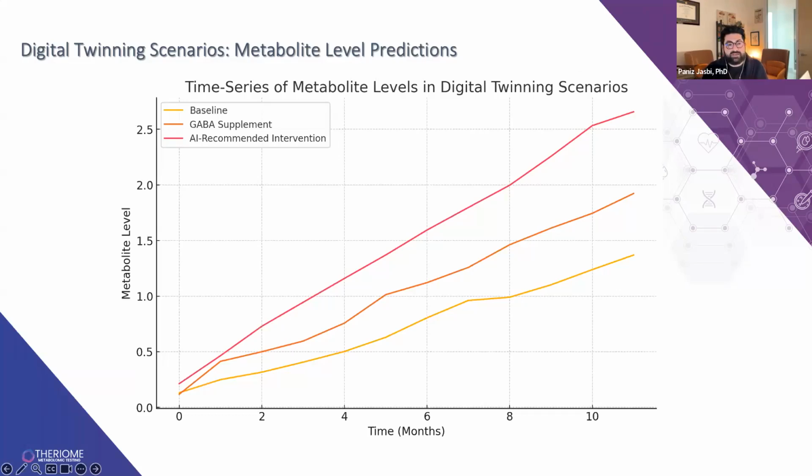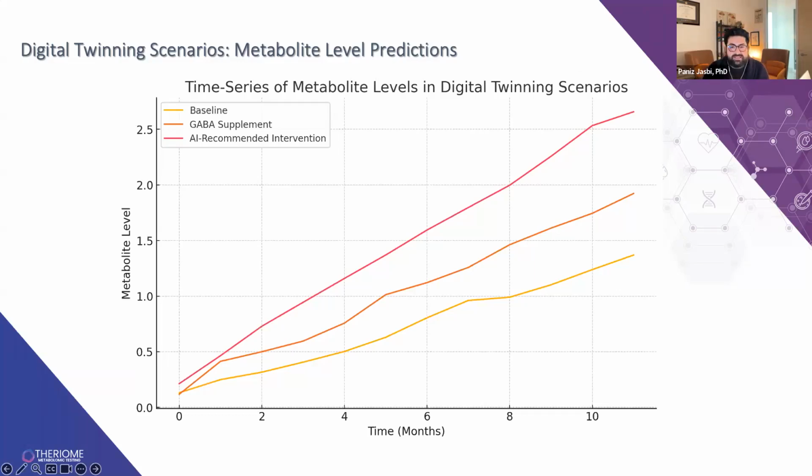That's the yellow line. Now, in the orange line, we see the GABA levels for an individual who was supplementing with GABA directly. Now, while there is an increase, it's relatively moderate and slower over time. This line demonstrates a more linear but less optimized approach. It raises the metabolite levels, but it doesn't account for other metabolic interactions or the body's underlying dynamics.